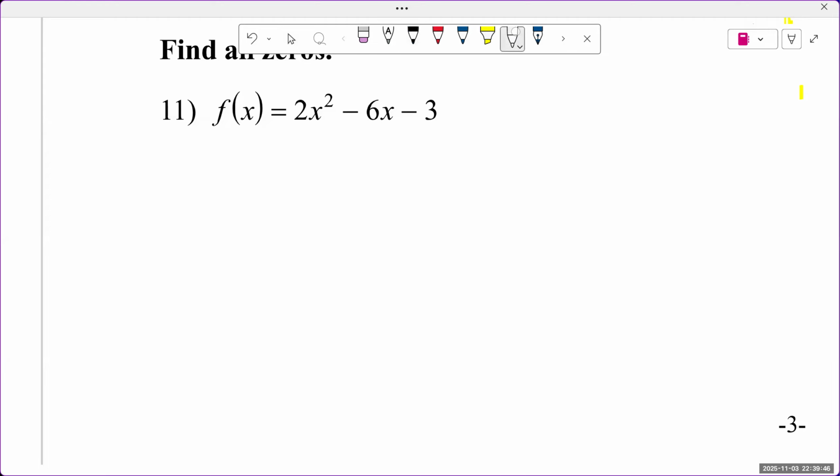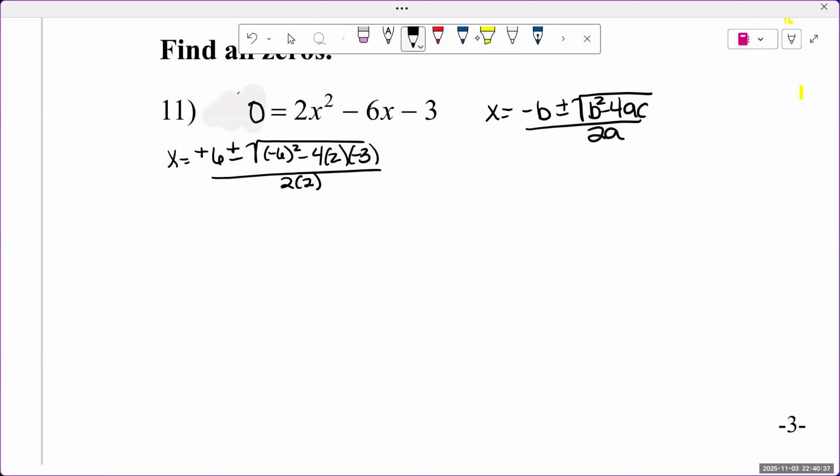Number 11, find all zeros. We could do rainbow and diamond, and we would find out that we cannot factor this one. So we are going to use quadratic formula. So plug these numbers, A, B, and C, into quadratic formula. Okay, so a couple of observations. This will always be positive if you remember to put your parentheses.